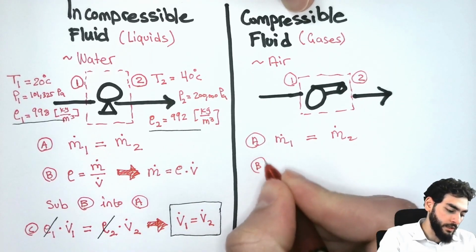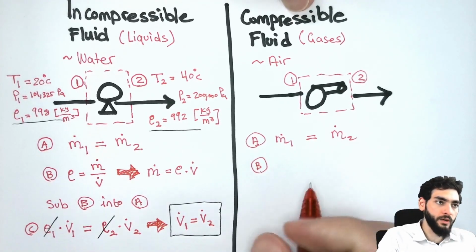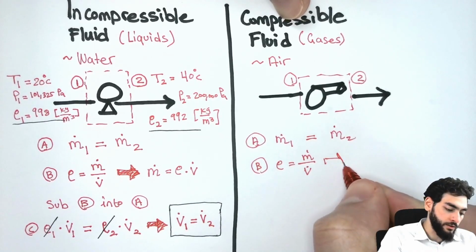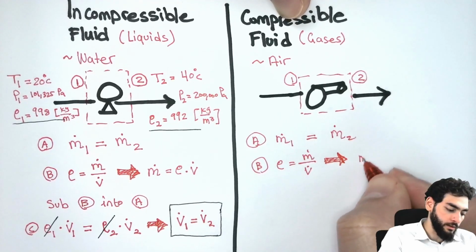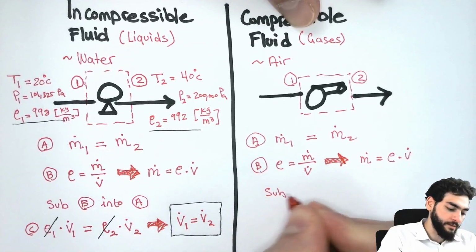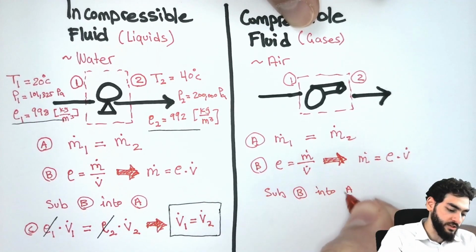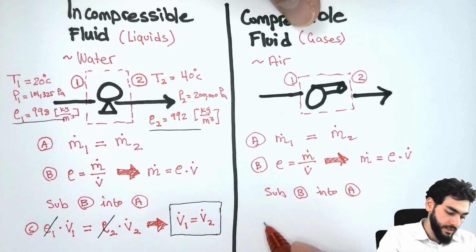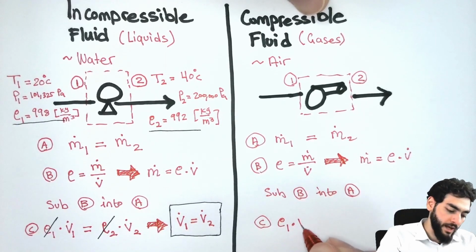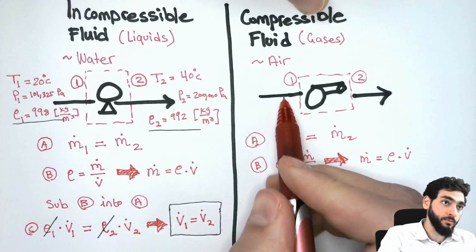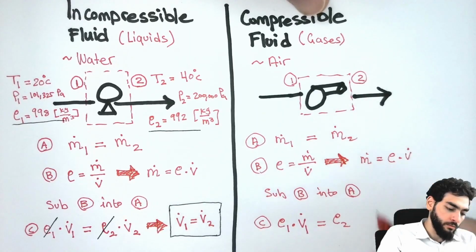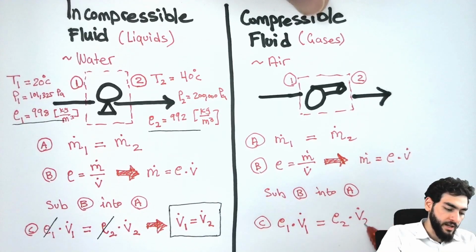And also we know that the density is mass over volume. And if we rewrite it differently, we know that the mass flow rate is equal to the density times the volumetric flow rate. And if we do the same thing, we sub B into A, sub it into the original equation, we're going to get to the same equation that we had. So the density of the air at point 1 multiplied by the volumetric flow rate of the air at point 1 is equal to the density of the air at point 2 multiplied by the volumetric flow rate of the air at point 2.